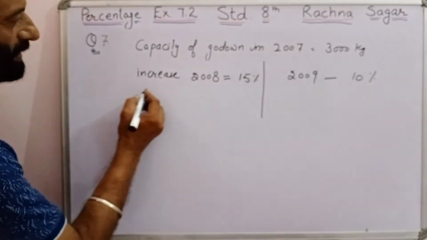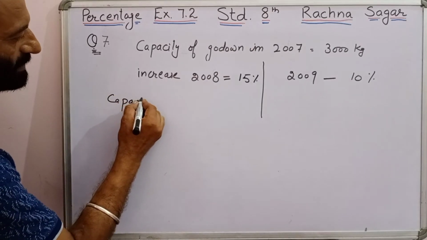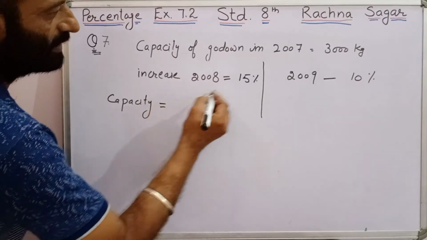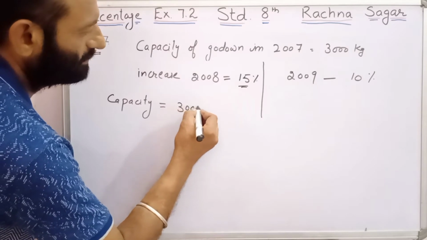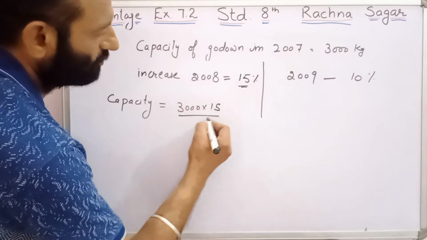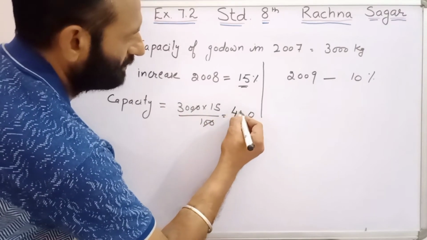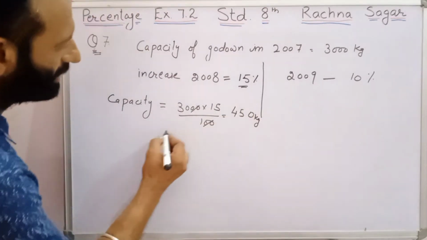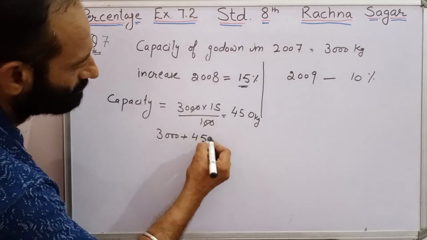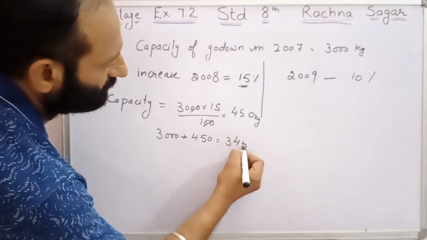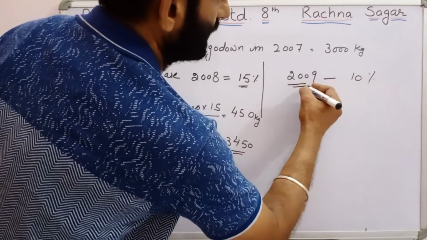So capacity in 2008 increases by 15%. Therefore it becomes 3000 into 15 over 100. It is increased, 450 kg is increased, and capacity becomes 3000 plus 450. It is 3450.